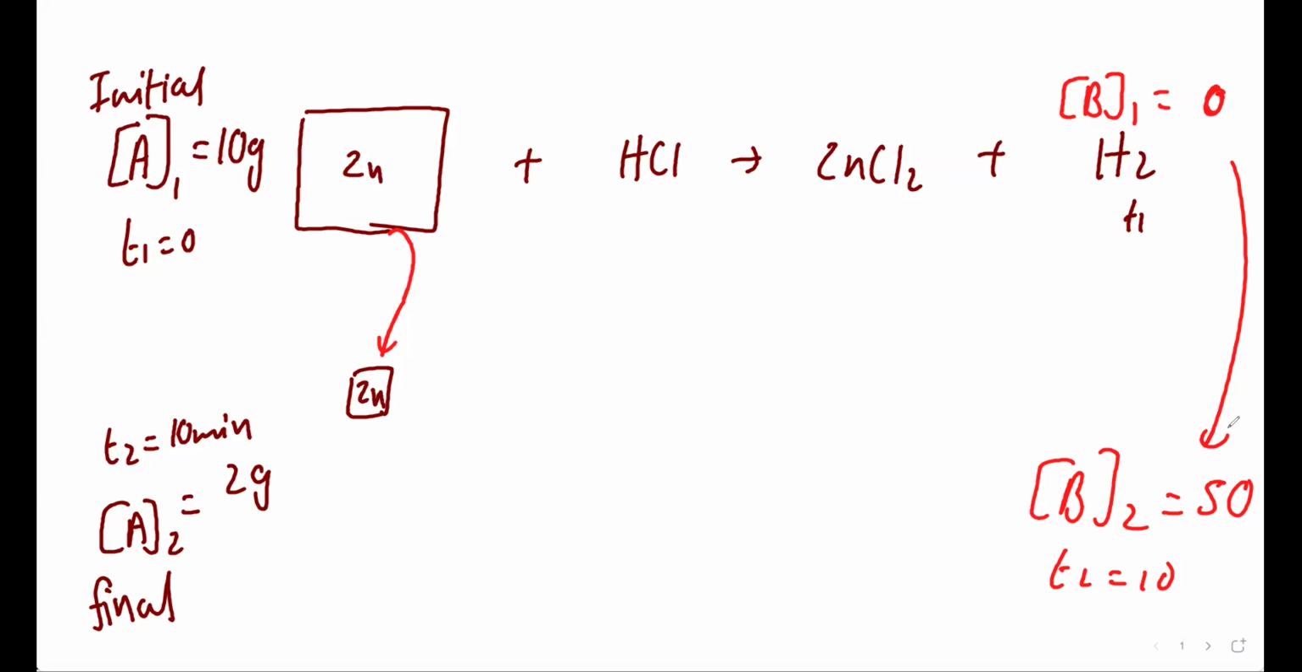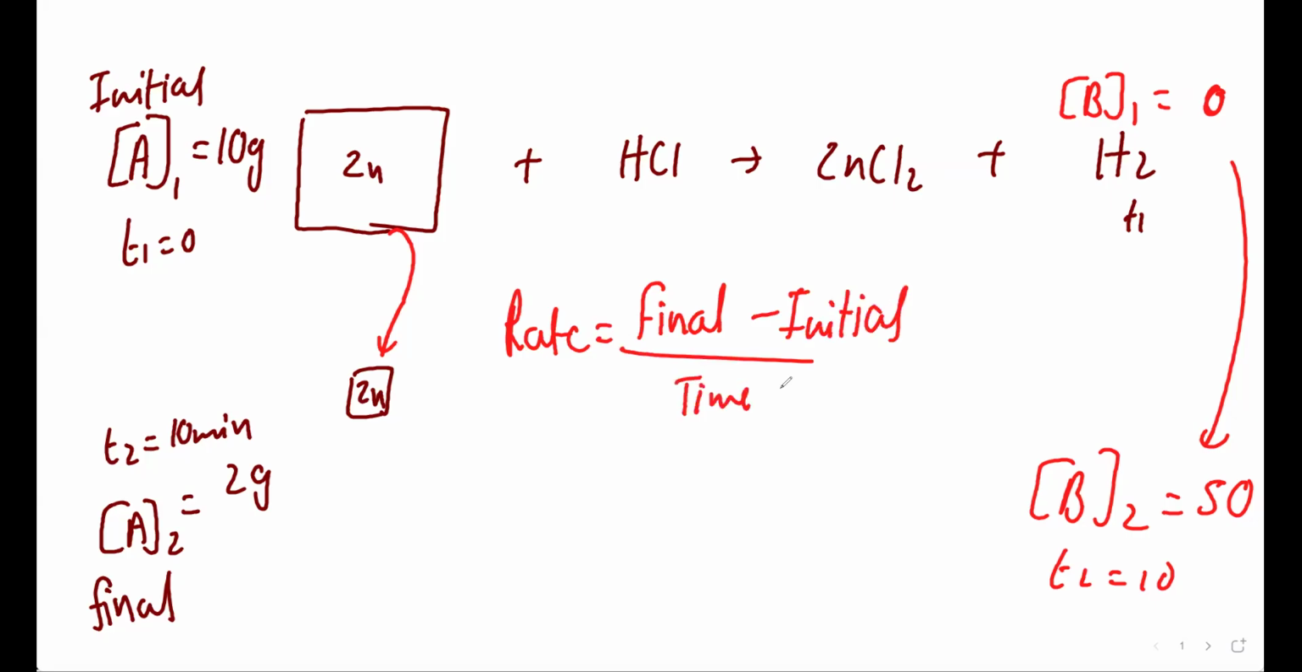Now I carried out this reaction and I want to find the speed. Speed means what in chemistry? What word are we going to use? Rate of reaction. So for rate, what is the formula? For the rate we write final minus initial upon time interval. Time interval means final time minus initial time. Don't write anything.